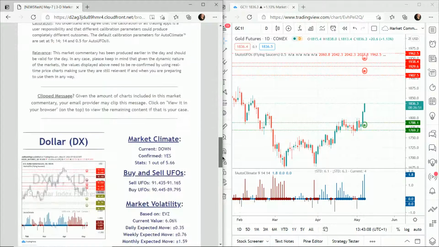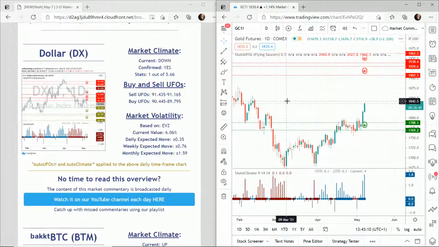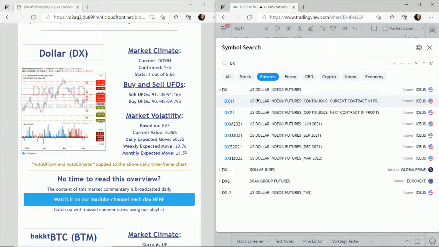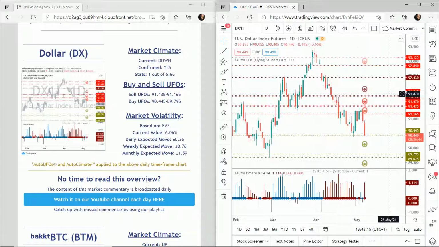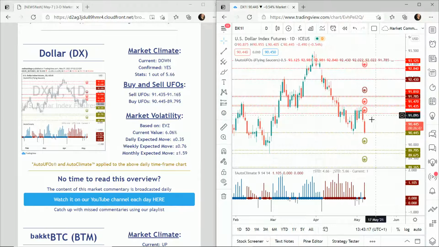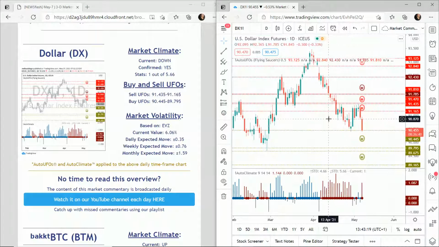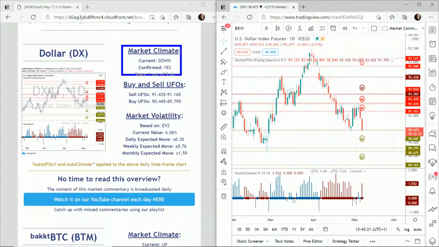Okay, so moving on to the next market, which is the US dollar. Now US dollar, very influential market, responsible for about 80% of transactions worldwide every single day. So even if you don't trade it, be aware of it because it will impact other markets. So the US dollar, we have a confirmed downwards climate, thick red dot there, so probability to the downside.